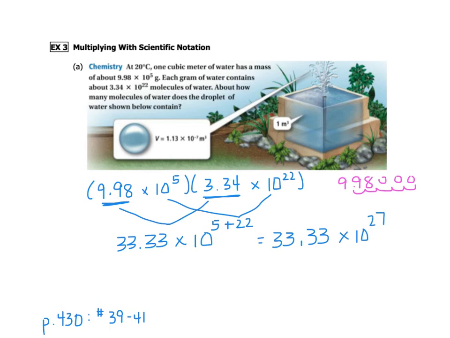Now, I've now violated the rule of scientific notation, which is that this number right here needs to be between 1 and 10. So what I'm going to do is fix it by moving my decimal. I'm going to move my decimal one place over here to the left. When I do that, I'm going to have to add one more to my exponent. So essentially, I've got to multiply by 10 one more time. This is going to give us 3.333 times 10 to the 28th power.